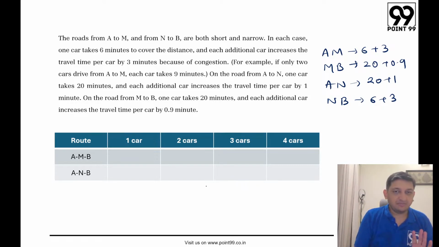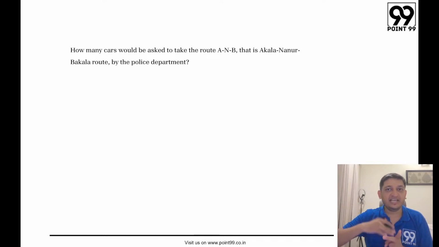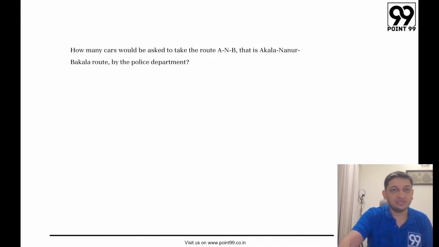Now let's say for example, let's look at this particular context. क्योंकि क्या बोला गया है, we have to split things, right? What is the first question? How many cars would be asked to take the A N B route by the police department? So first two questions में there are only two routes possible, A M B and A N B. So two routes are possible. So how many cars will be asked to take the A N B route? Now again you have to think that the police department is smart enough and they will allow both routes to be utilized properly. तो दो दो कार कर देंगे, mostly that will be your answer.